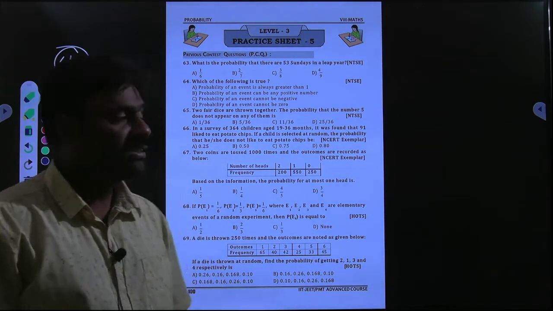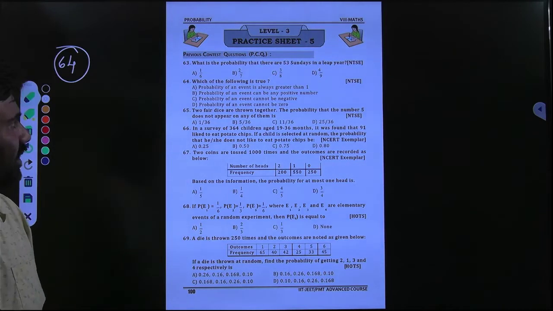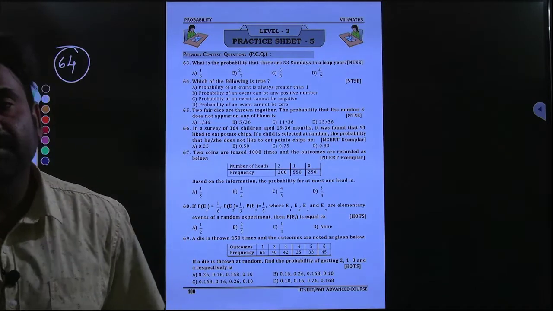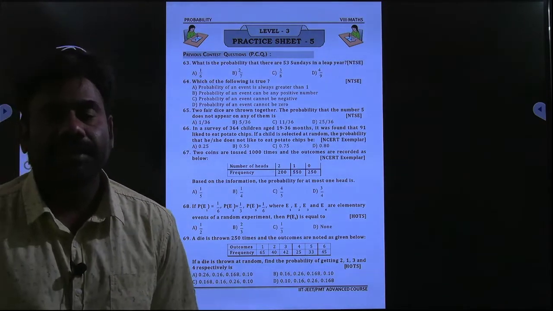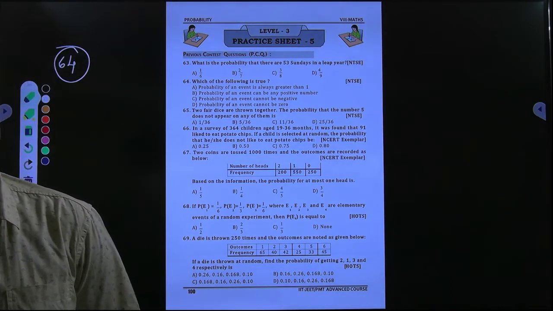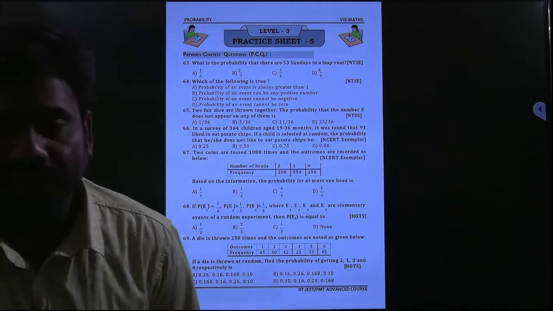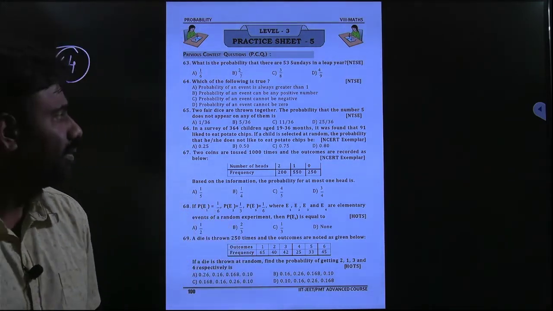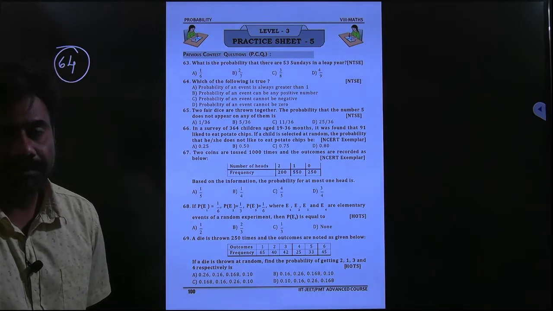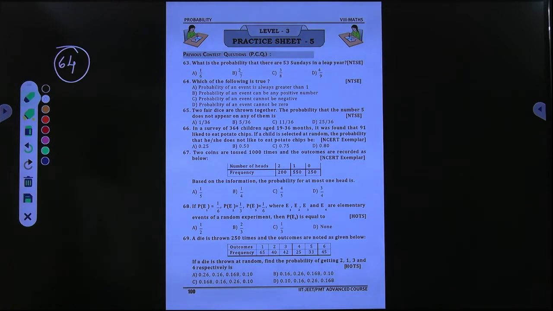Which of the following is true? Option A: probability of an event is always greater than 1. As we discussed in the previous classes, the probability of any event should not exceed 1. At the same time, it should not be below 0. It means the probability of any event varies from 0 to 1. The minimum value of probability of any event is 0, and the maximum value is 1. So option A is wrong.